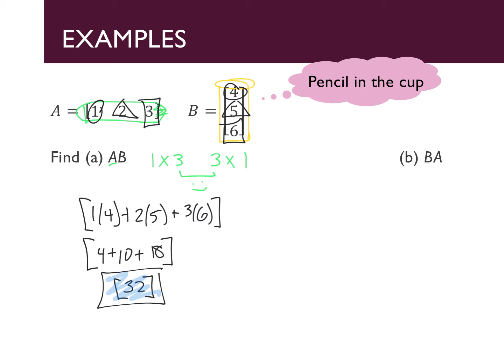Okay, so now if we look at B, we're going to find B times A. Well, remember the order of B is a 3 by 1 matrix, and the order of matrix A is a 1 by 3 matrix. That means our new matrix is a 3 by 3.